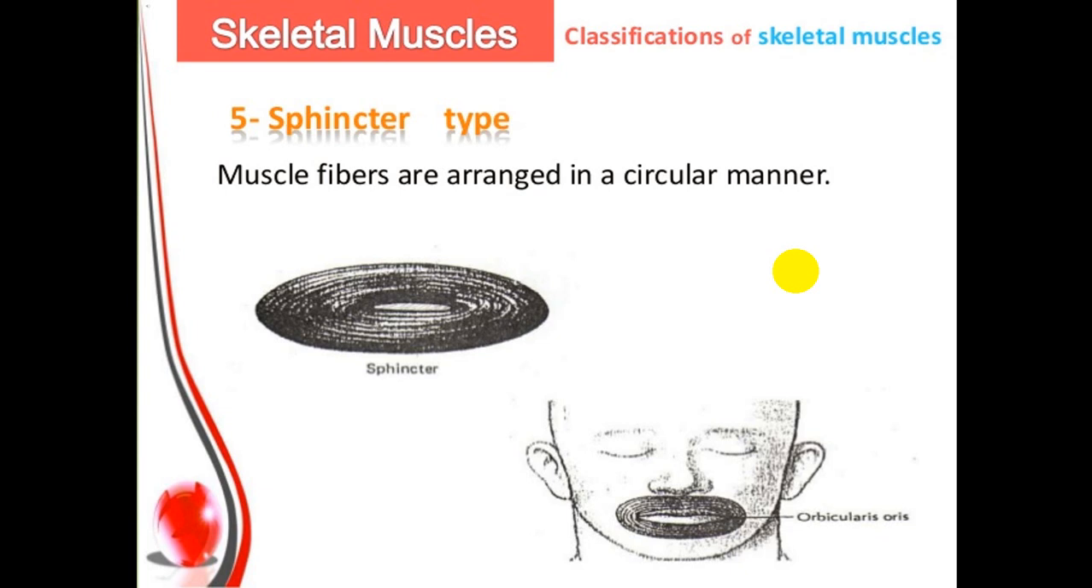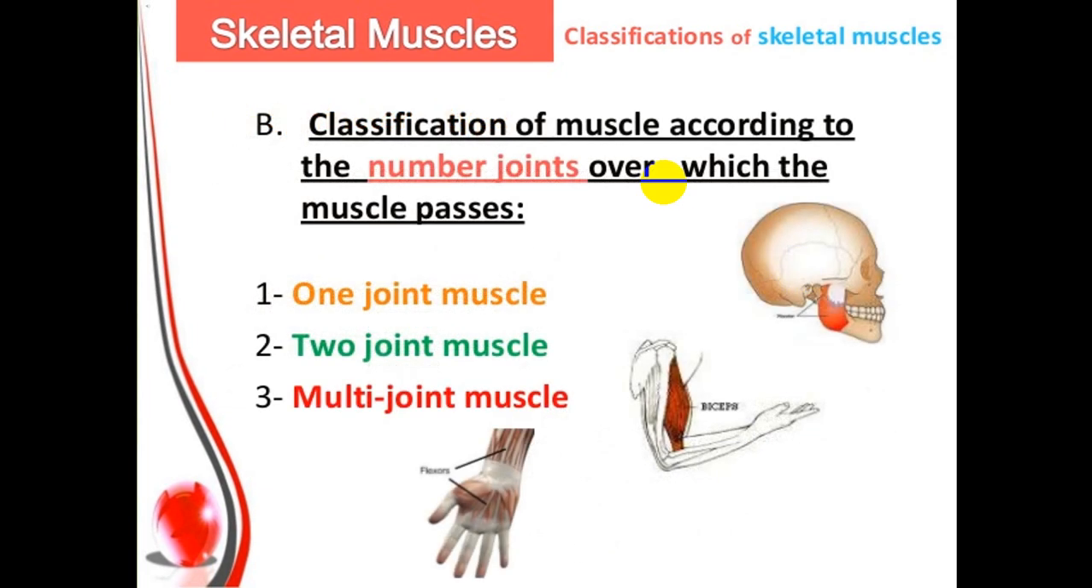Strap-like muscles cross more than one joint, so they have action on two distant joints. Then this is not a very important classification. Muscles which cross one joint are known as one-joint muscles, so they exclusively act on one joint. Then we have two-joint muscles or multiple-joint muscles.